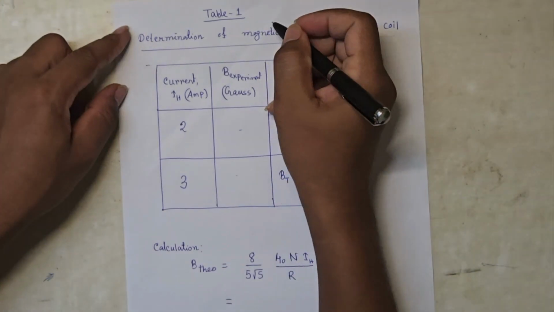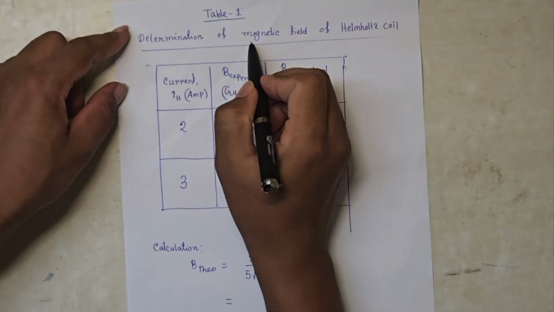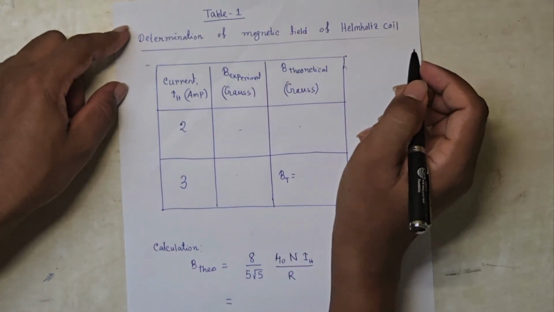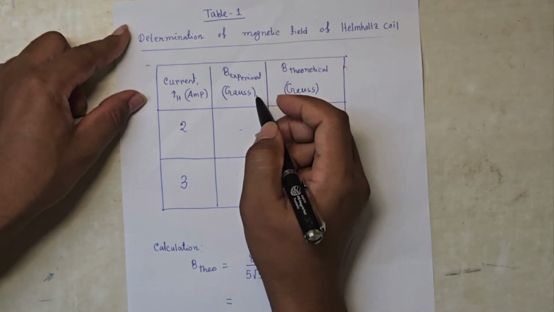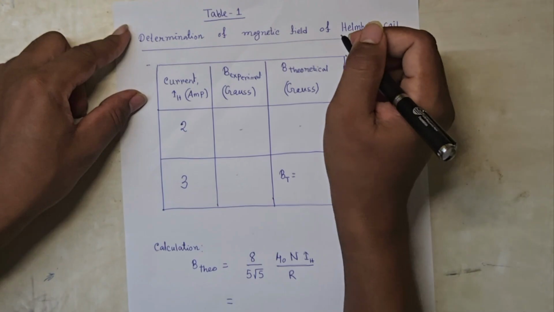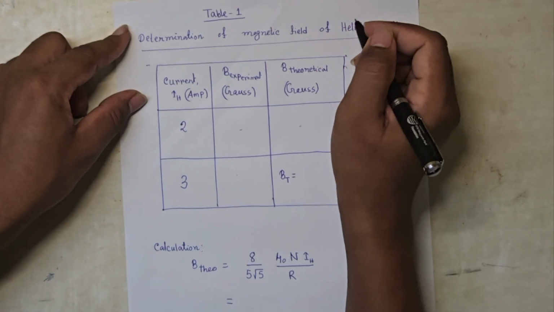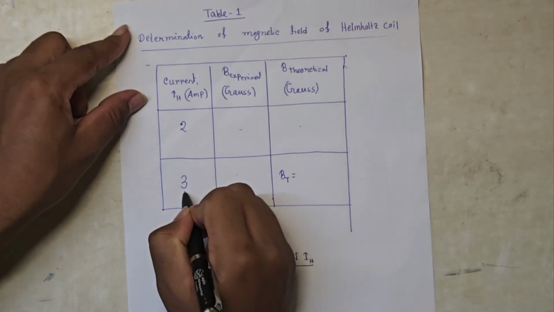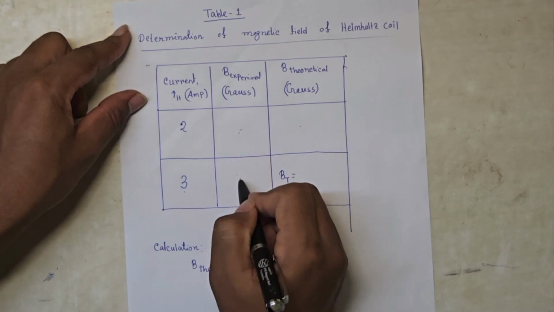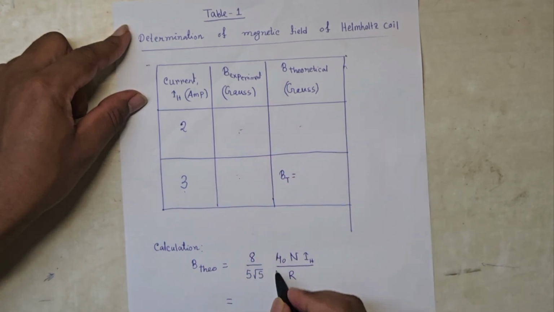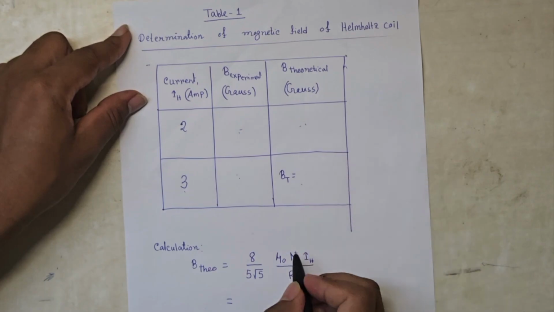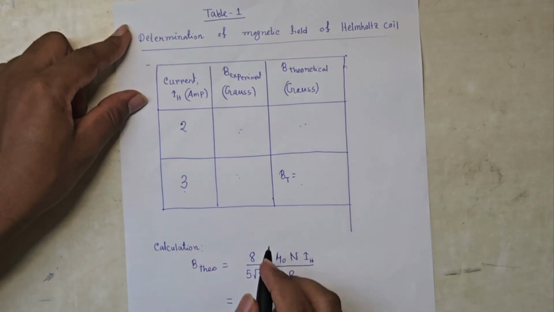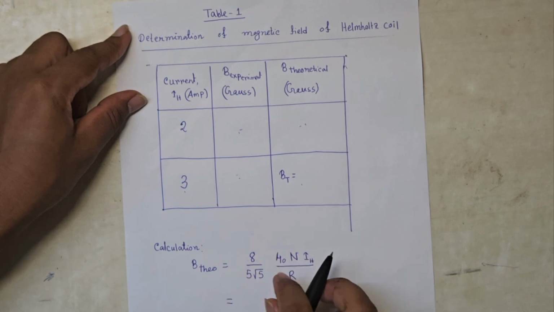This is table 1. In table 1 we use the Hall probe and Gauss meter to measure the magnetic field by inserting the Hall probe into a Helmholtz coil. For 2 ampere and 3 ampere we can measure the value experimentally, and also using this formula we can calculate the theoretical value of the magnetic field. For each table you have to show at least one calculation properly.